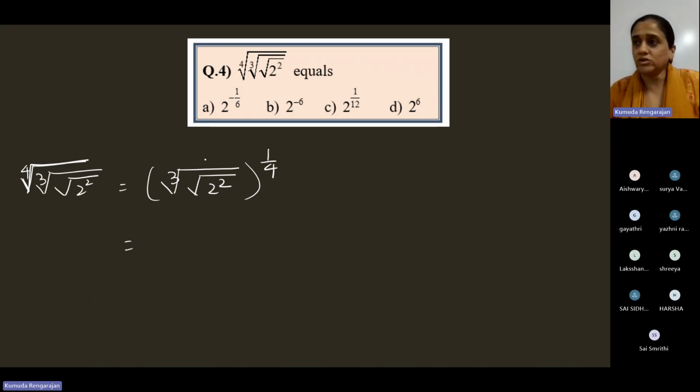Okay, now we'll remove the cube root symbol. So there's already power 1 by 4. Now when you take away the cube root symbol, it will be raised to the power 1 by 3. But when there are many powers, you'll have to multiply the powers. So into 1 by 3. So now what remains? Square root of 2 square. Square root of 2 square is 2.